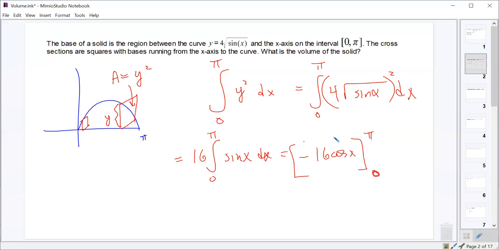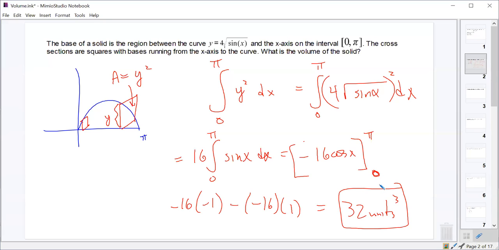What's the cosine of pi? -1. So we got -16 times -1 minus -16 times 1. Cosine of 0 is 1, right? So what do we get? 32. 32 units cubed. Good or no?